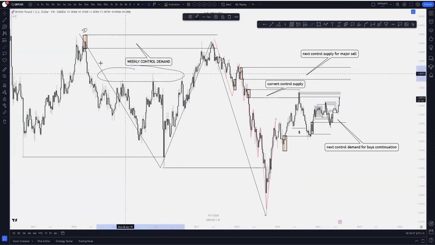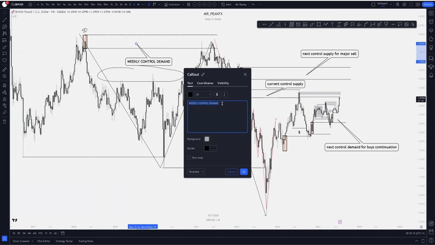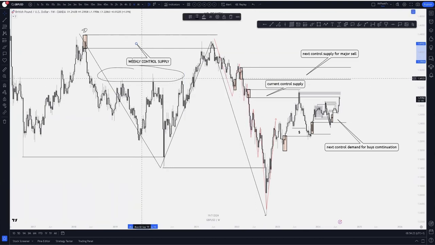And of course we had a control supply right here, where price decided to sell, which was very reasonable. This is the last control supply in this trading range, and price has induced all necessary liquidity, and of course price reacted from here and sold.